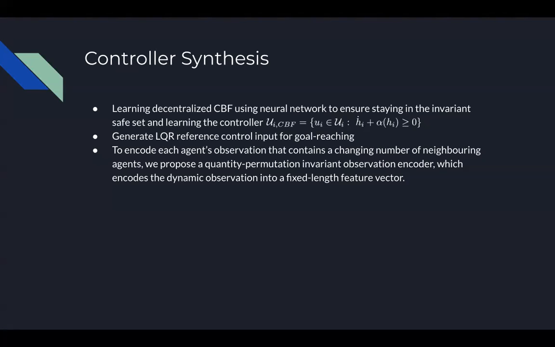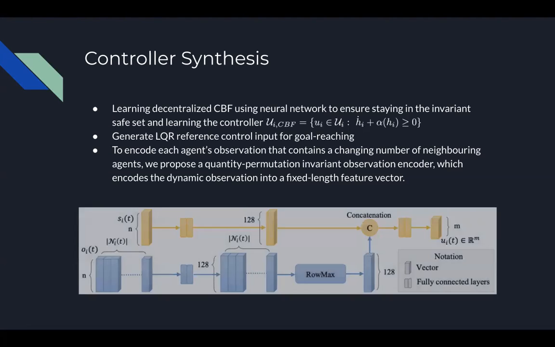And to encode each agent's observation that contains a changing number of neighboring agents, we propose a quantity permutation invariant observation encoder, which encodes the dynamic observation into a fixed-length feature vector. The input to the observation encoder is an observation matrix with a changing number of dimensions. And the output is a fixed-length feature vector. And the output of the whole structure is the control input for agent i.